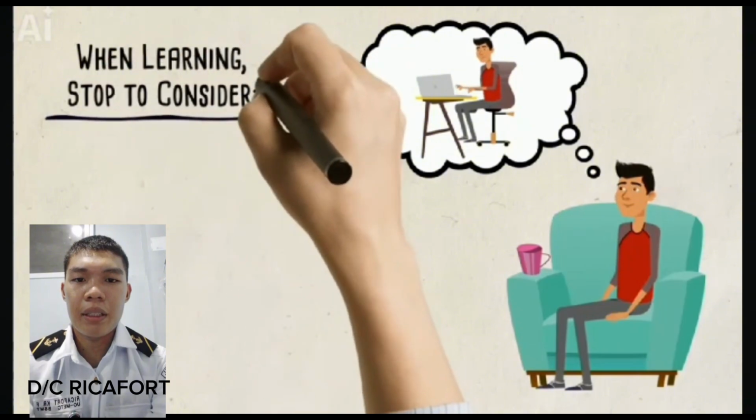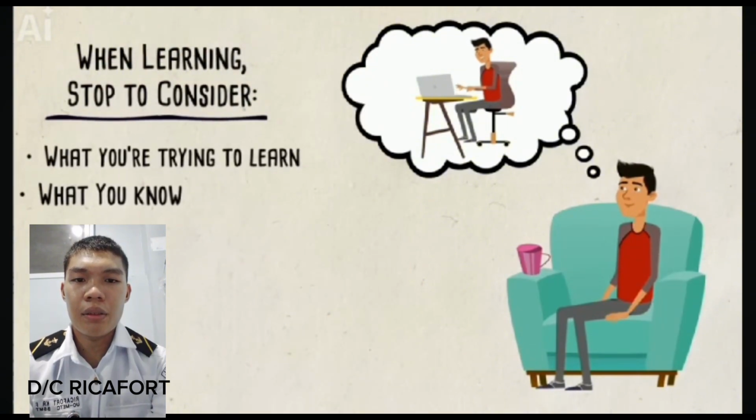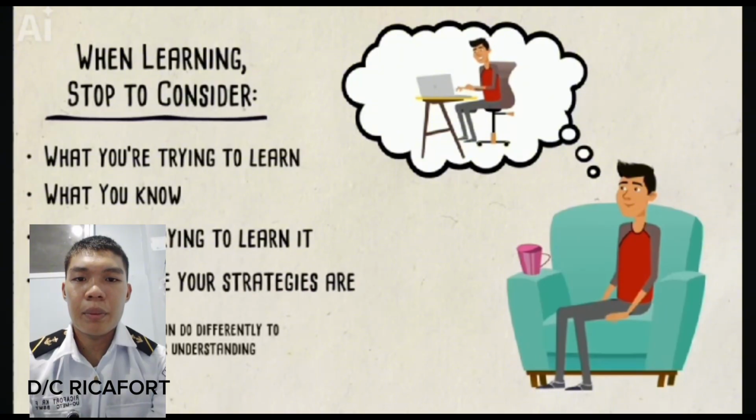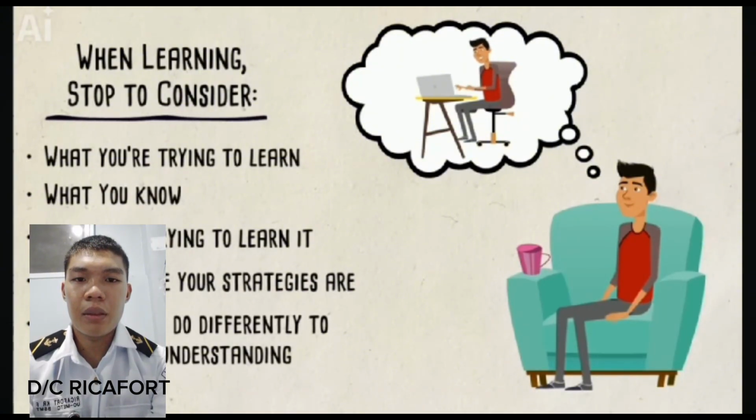So when you're learning something, you stop to consider what you're trying to learn, what you know, how effective your strategies are, and what you can do differently to improve your understanding.